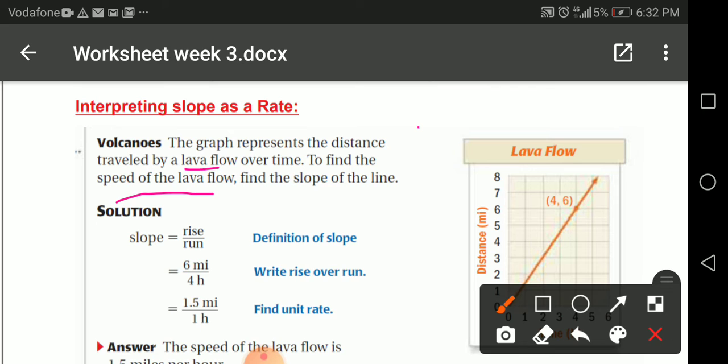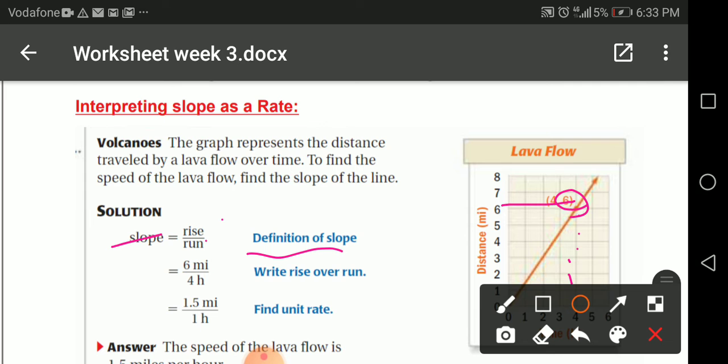Let's see together. We know that the slope is rise over run. We know this is the definition of the slope. We have here 6, and 4. The rise for the y coordinate is 6, over 4. If we move down on the x-axis, this is 4. Can you see this one? Under the orange circle, we have 4. So rise over run is 6 miles over 4 hours.